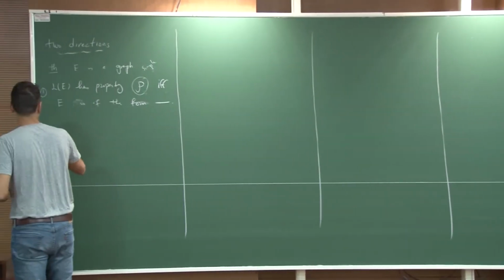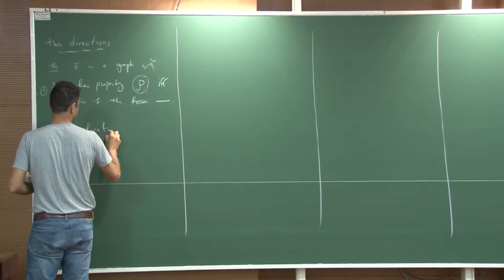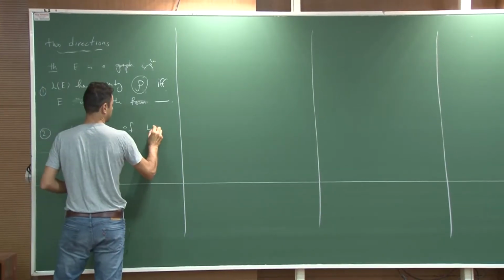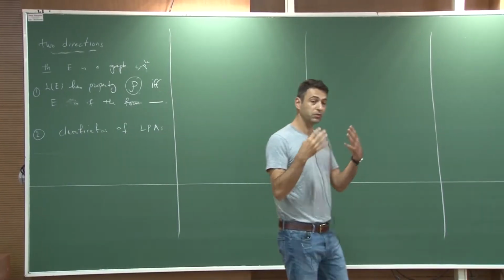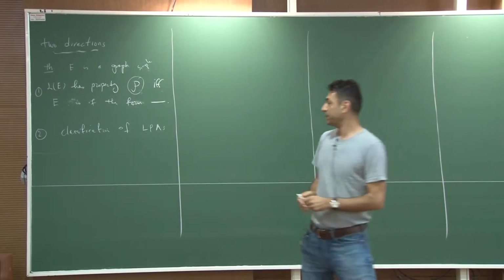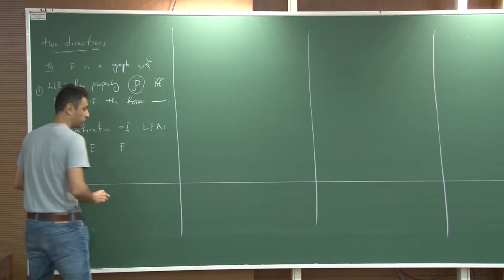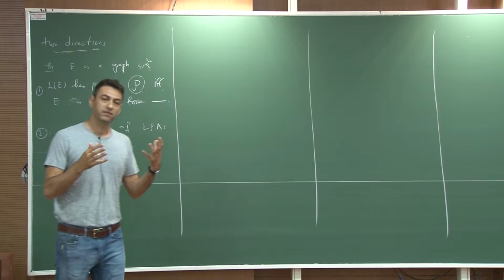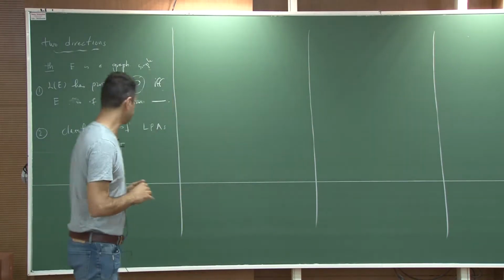The other one is classification of the big path algebras. And that means if I hand you two graphs, E and F, would you be able to tell me if the big path algebras associated to these graphs are the same or not?